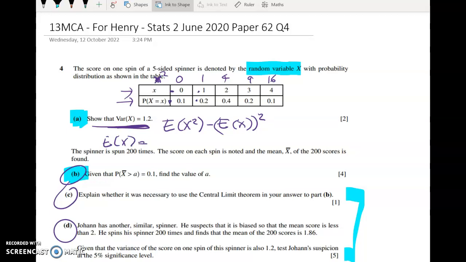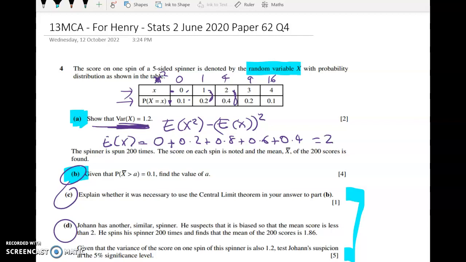So it's going to be 0, oops, what's happened? Okay, I had the OneNote weird glitchy thing. So I've got this times this, so 0 plus this times this, 0.2 plus these two together, 0.8 plus 0.6 plus 0.4. That gets me a mean of 2, right?